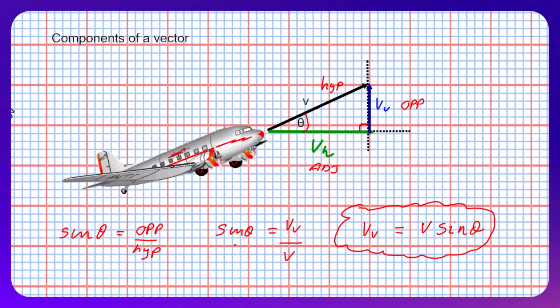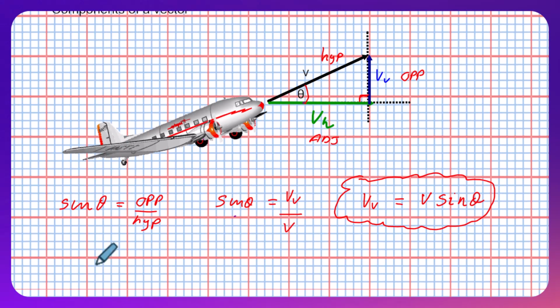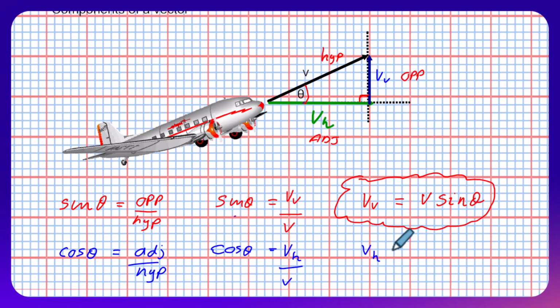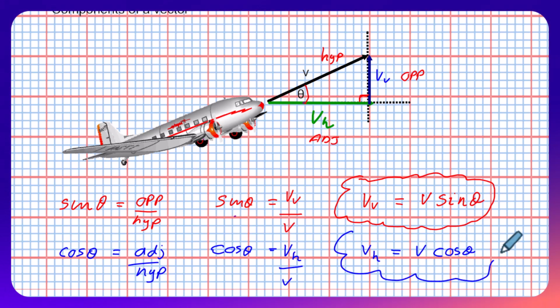What about the other one? Well, much the same. We do know that cos of theta, change colour here, we know that cos of theta is always equal to the adjacent side of the triangle divided by the hypotenuse. So we know then that cos theta is going to equal the adjacent side, which is VH, the horizontal component, VH, divided by the size of V itself, the hypotenuse V. And therefore, we cross multiply, we get the horizontal component size, VH, is equal to V cos of theta. So there's our second component.